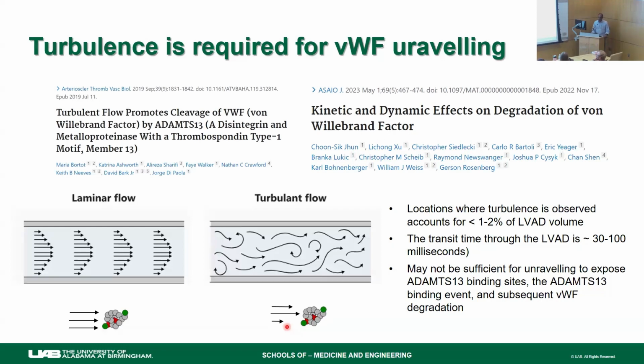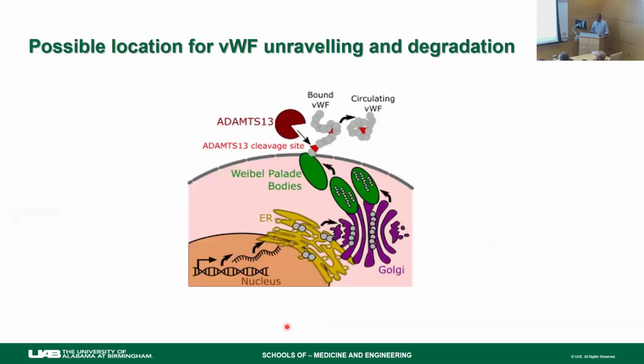So we started to explore where this might happen. And then we had to go back and figure out where von Willebrand factor is produced. We're engineers, so we had to go back and figure it out from the basics. We had to look at where it's produced, what happens to it after it's produced, where it ends up. So it's produced mostly in endothelial cells.